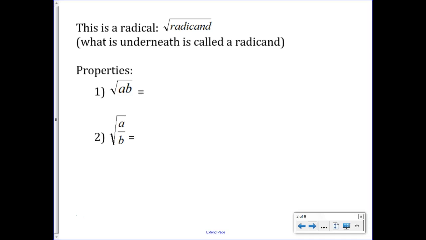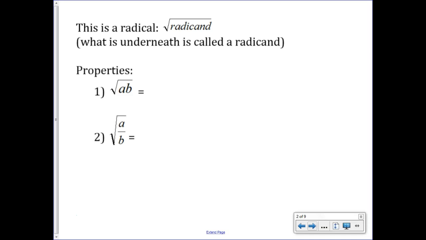What is underneath the radical is called the radicand. So that's probably a new term for you. So the radical is the square root check mark shape. The radicand is what is underneath the radical.